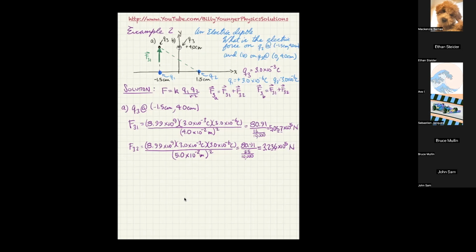Now, in this case, the Q2 is negative and the Q3 is positive, so they are attractive. And in fact, here it's kind of a bummer because this vector doesn't point parallel to any axis. So I'm going to make it in purple. I'll use red and green to indicate positive and negative, red being negative and green being positive. But that's our F32 right there.